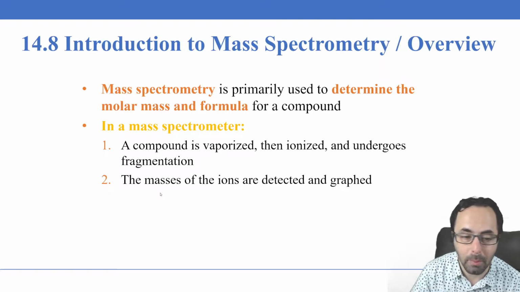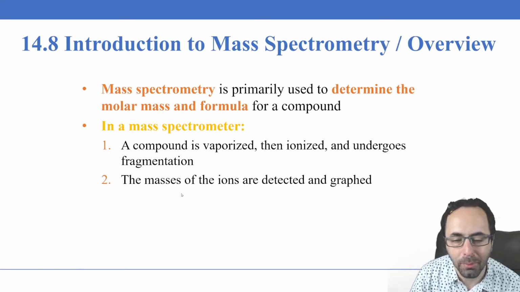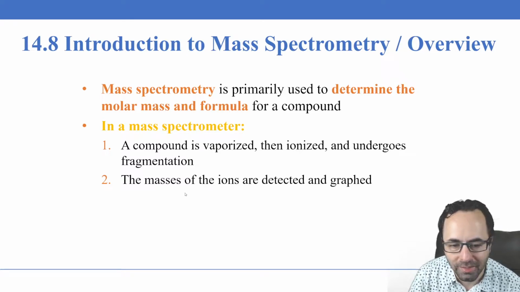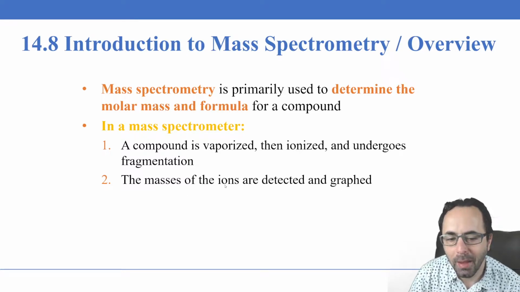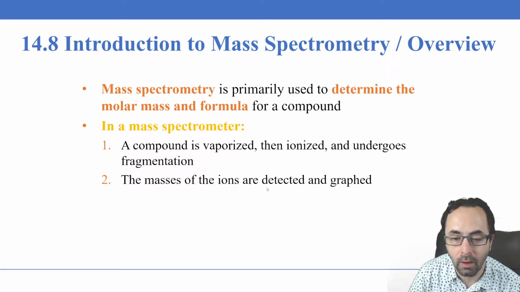So it's kind of like smashing something inside a box, and then opening the box and seeing how all the pieces fit together to find the final thing that you smashed inside the box. So the masses of all the ions will be detected, and we'll get an idea of the masses of the entire molecule, and also all the various pieces that came about due to the molecule being broken apart in the ionization.